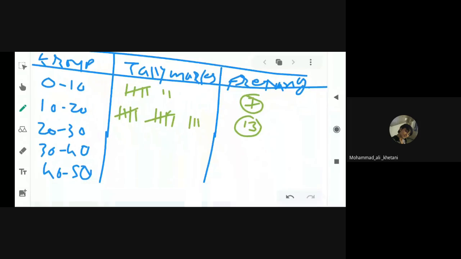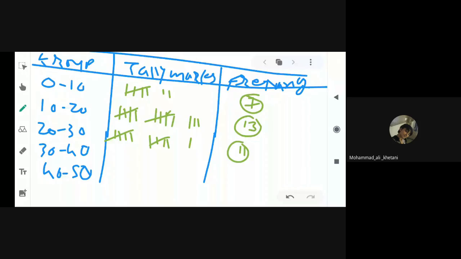Now 20 to 30. In 20 to 30, for example, there are 11 students. So we are preparing 11 tally marks. There is 5, 10 and 11. There is 11, right?